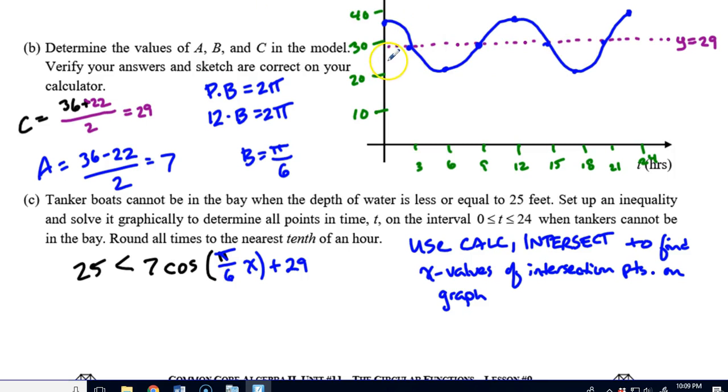That goes at 25 right here. So anything below there is no good for the tanker. And I need to find out what are the values of these points. We're going to use the graphing calculator to do that for us.